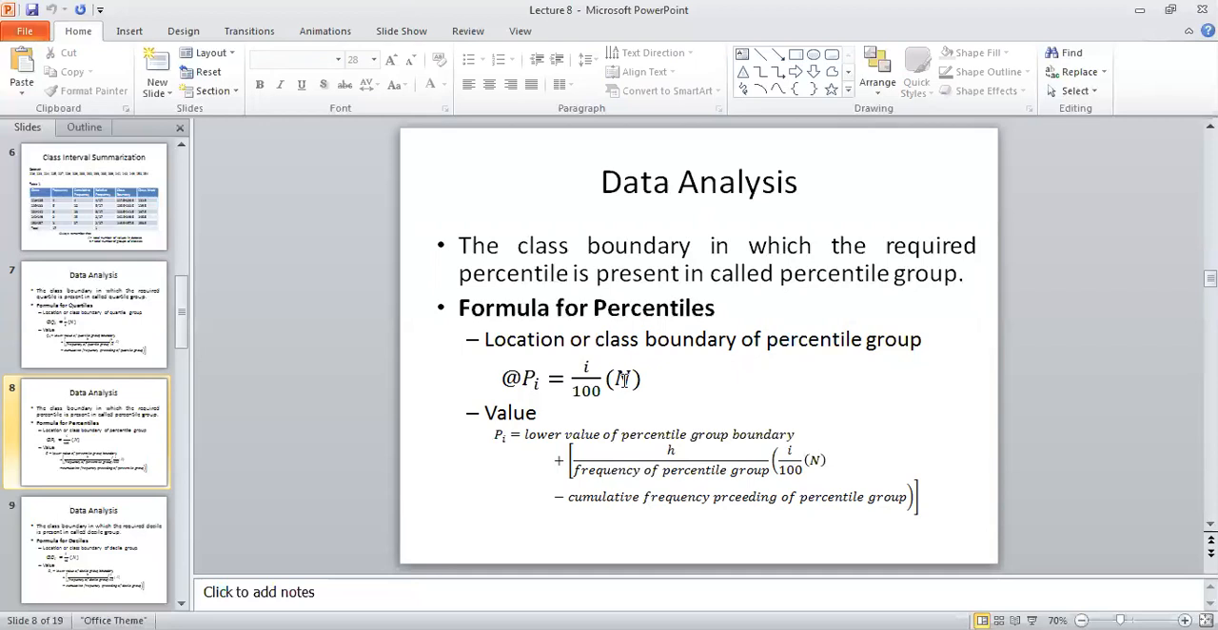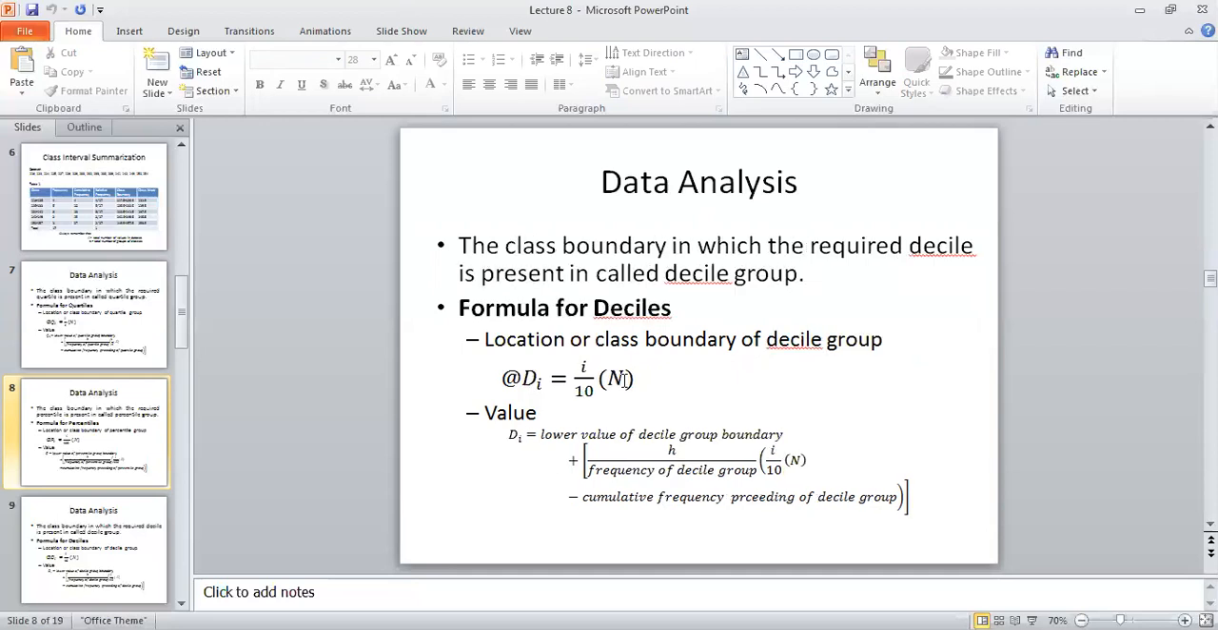Likewise, the class boundary in which the required decile is present is called the decile group, and the location for the decile is given by I upon 10 into capital N. Again, the I value is the index number that can have values from 1 to 9, because we know that in all we can have a total of 9 deciles, and the dividing factor is 10 because we are finding the deciles. Decile means dividing the data set into 10 equal parts.